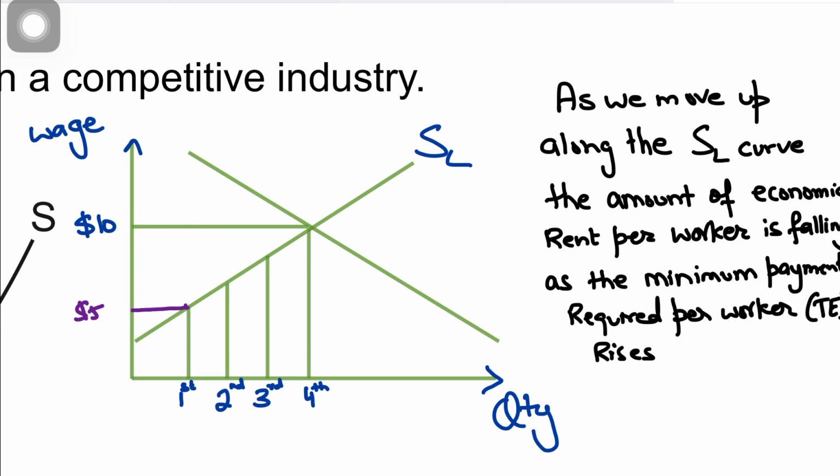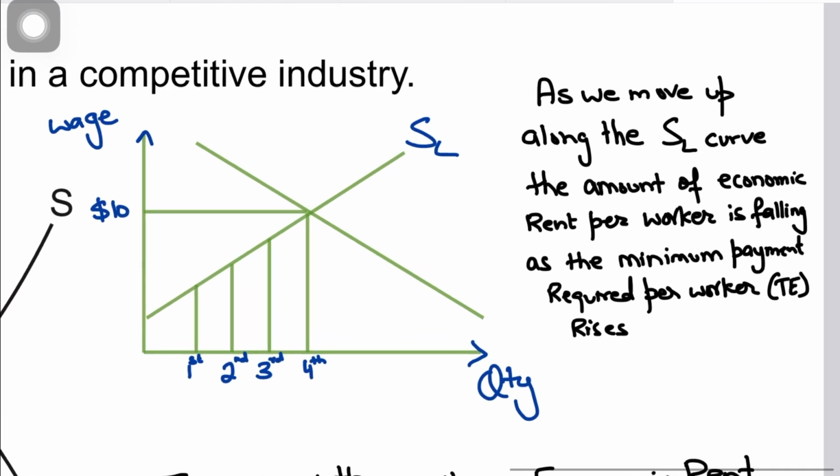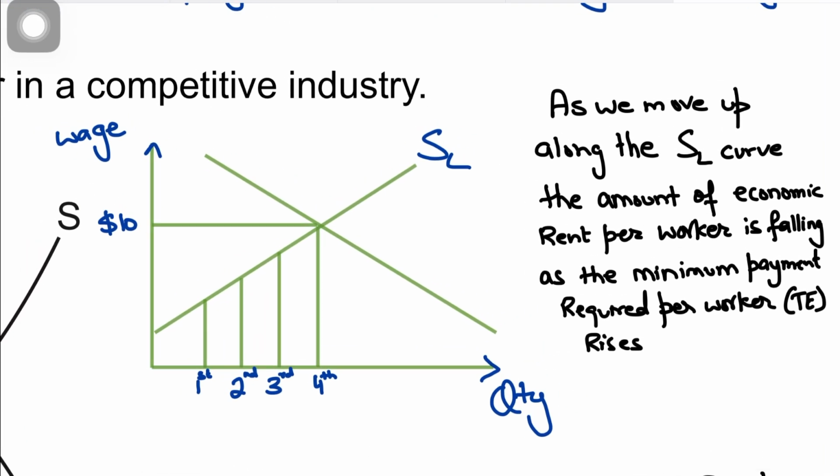Now the point being is that as you go up the supply curve, the amount of economic rent per worker is actually falling. And the reason it's falling is because the minimum payment required per worker, that is transfer earnings, is rising. These were representing transfer earnings for every particular unit of labor, and these were rising. I'll give you an intuitive reason why this rises as well, and it will make perfect sense.